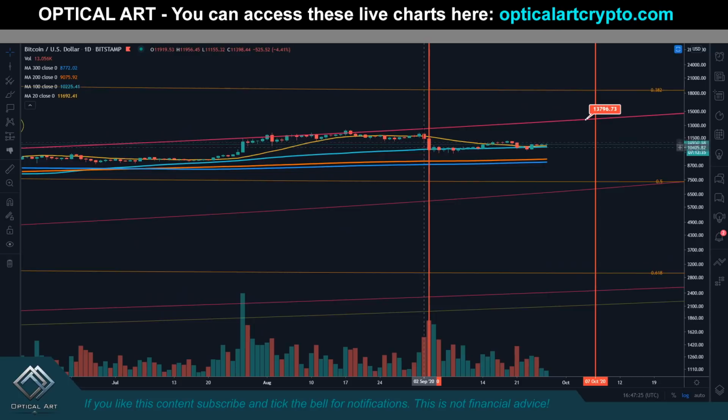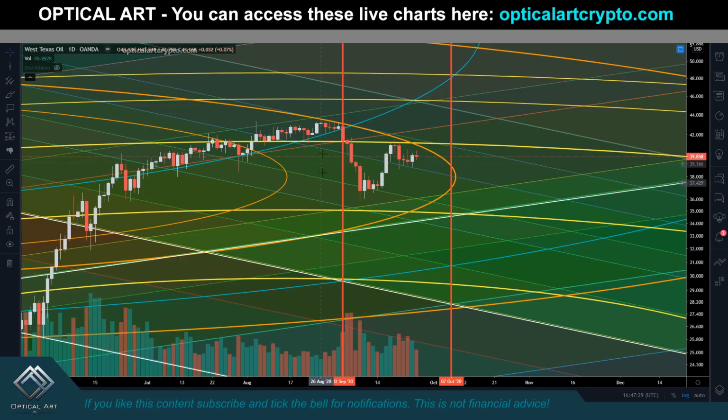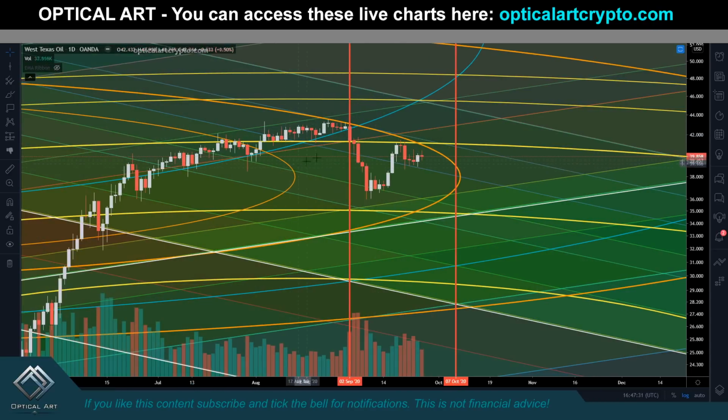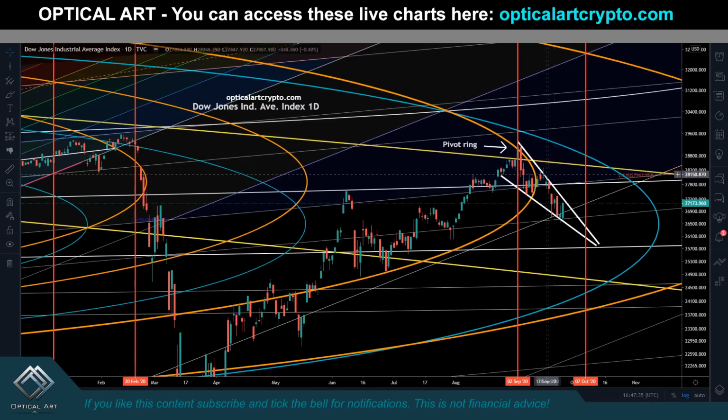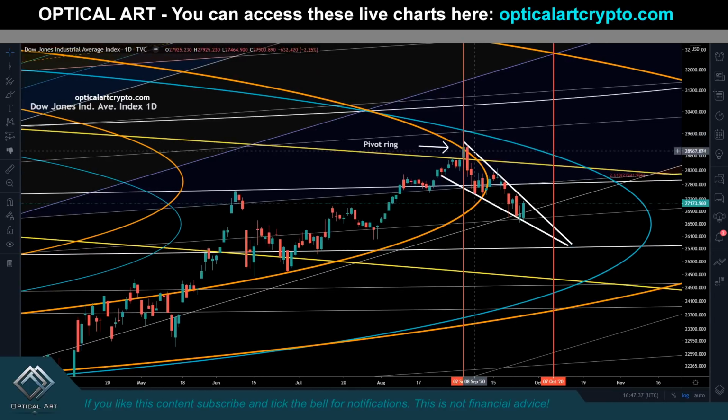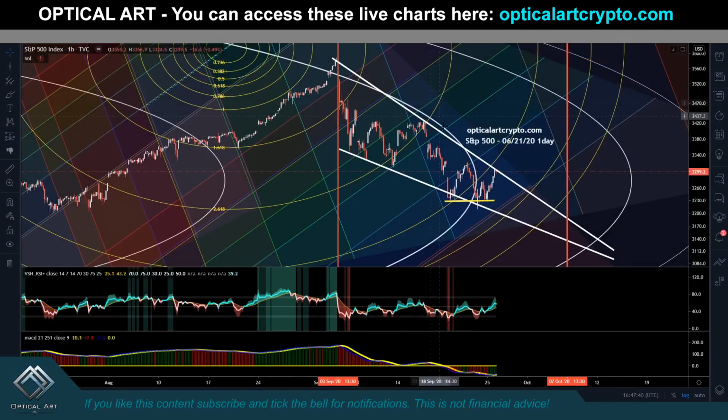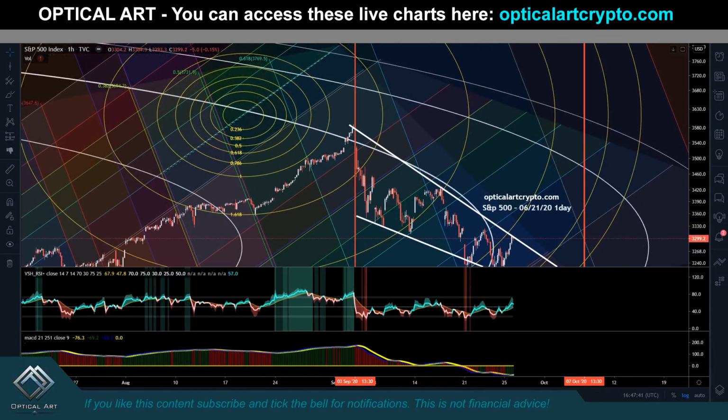So this peak was on September 3rd. That's what this represents, and you can see right here, this is September 2nd. This is when oil dropped, and this is when the Dow peaked, also the S&P. This is when the S&P peaked right here.